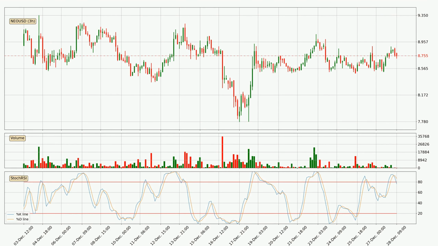Moving to the 3-hourly stochastic RSI, both the %K and %D lines are located in the higher region. This means that the price is high due to overbuying, and a change in the trend, or at least some kind of consolidation, can be expected. The K line is currently located below the D line, meaning that there is a downwards trend.